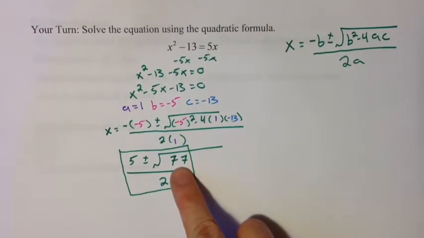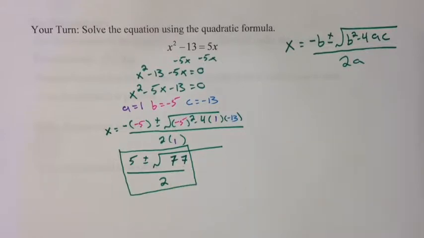Now, the square root of 77 doesn't simplify any further. I hope you didn't spend too much time trying to simplify that one, because this is as simplified as it gets. We can leave our answer just like that.